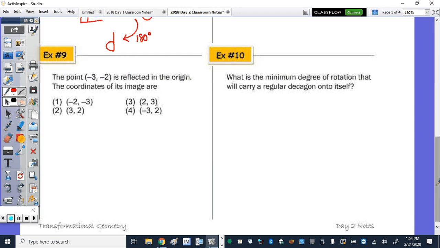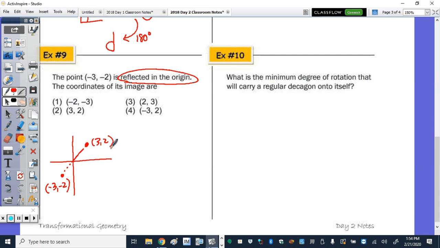9, the point negative 3, negative 2 is reflected in the origin. So if you want to draw a picture, we're left 3 down 2, so here's the point, and you're going to reflect it right through the origin, and it's going to be here. So if you went left 3 down 2, you're going to do the opposite and go right 3 up 2. So that's choice 2. Remember, a reflection through the origin is also the same as a rotation of 180 degrees.